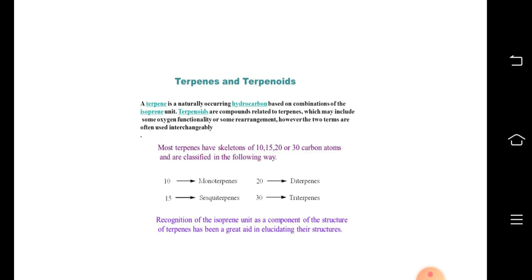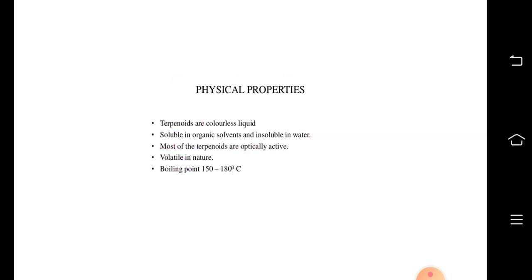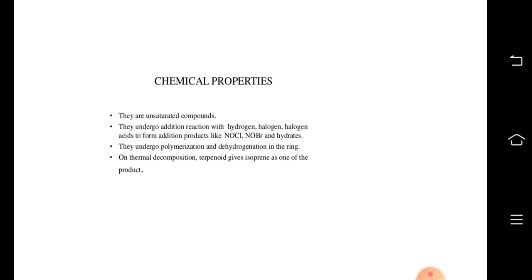Recognition of the isoprene unit as a component of the structure of terpenes has been a great aid in elucidating their structures. The physical properties of terpenoids are: they are mainly colorless liquids, soluble in organic solvents and insoluble in water. Most terpenoids are optically active and volatile in nature, and the boiling point ranges from 150 degrees Celsius to 180 degrees Celsius.